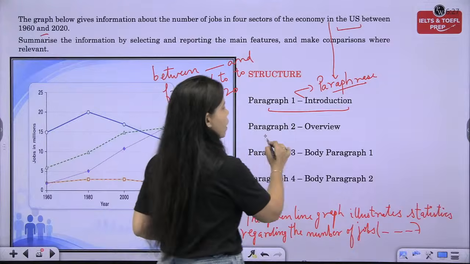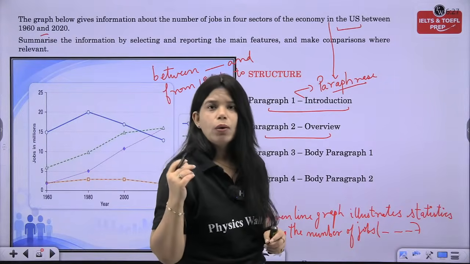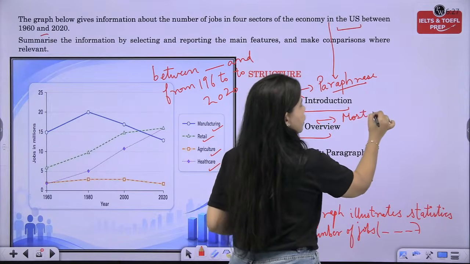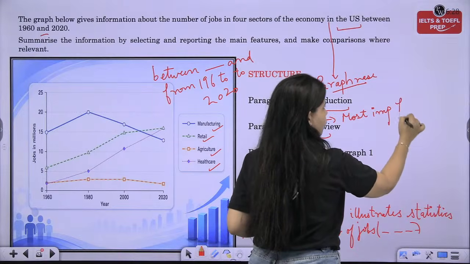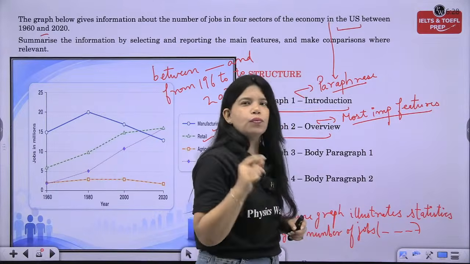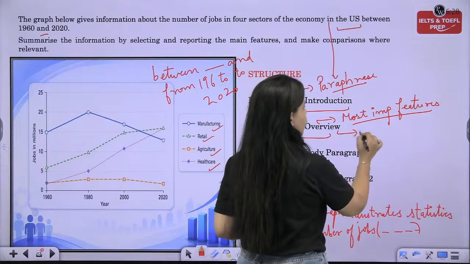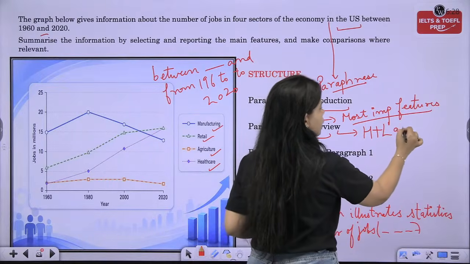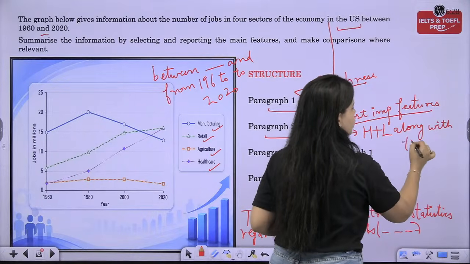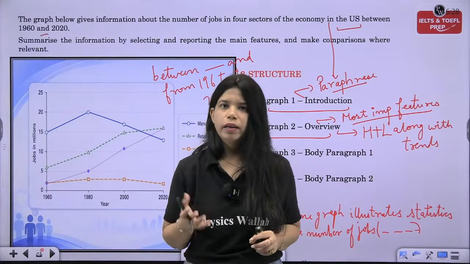Then comes the overview paragraph. Now this is pretty important. Overview paragraph is very important. Here you need to write the most important features. There are a lot of important features for your reports, for example, exceptional cases, highest and lowest cases. But right now, let's focus on line graph, okay? As far as line graphs are concerned, in the overview, we can mention highest plus lowest categories along with trends. You can tell the trends of all four lines. Whatever number of lines are given to you, tell their trend and also mention the highest and lowest along with it. You will be done and dusted.